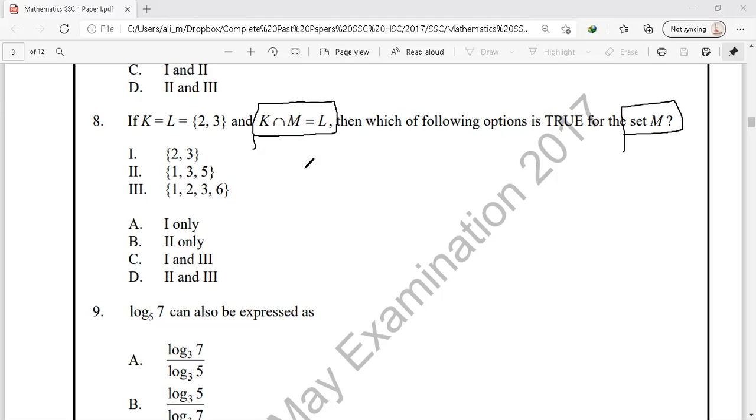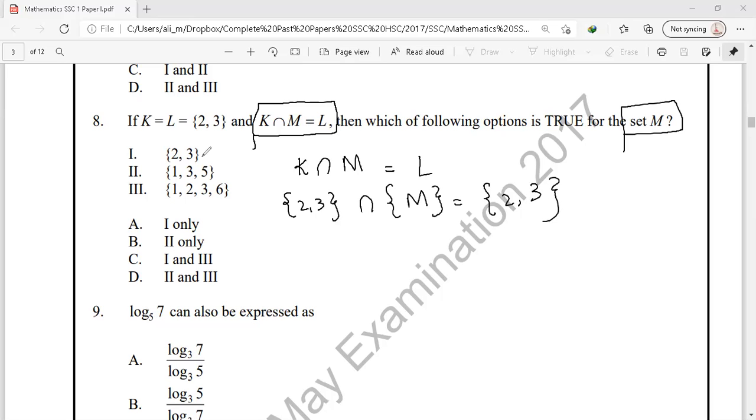So we are given that K intersection M is equal to L, and we have the values of K and L. The set K is 2, 3, intersected with set M, that is equal to set L, that is also 2, 3. So we have three different sets that could be the values of M. Let's check this condition. If we take M as 2, 3, their intersection would be equal to this. It means this is the correct condition.